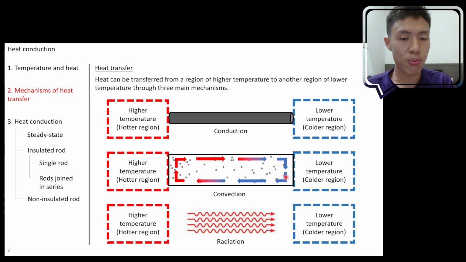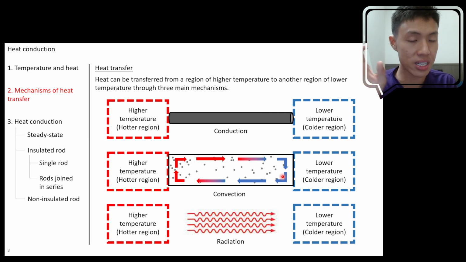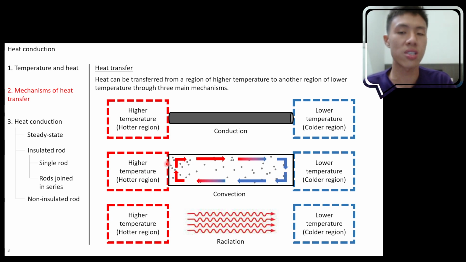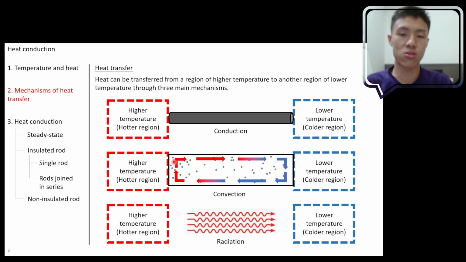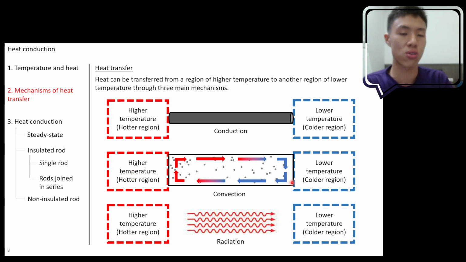Okay, so the colder particles, the particles that are not so excited or vibrate weaker, what they do is they'll be displaced to the hotter region and they receive energy from the hotter region, and in turn they vibrate faster. So it's the movement of the particles throughout the system that transfers heat through convection. Okay, in conduction, the particles don't move from the hotter end to the colder end, but for convection, the particles in the system actually vibrate and actually move in the system from the hotter region to the colder region.